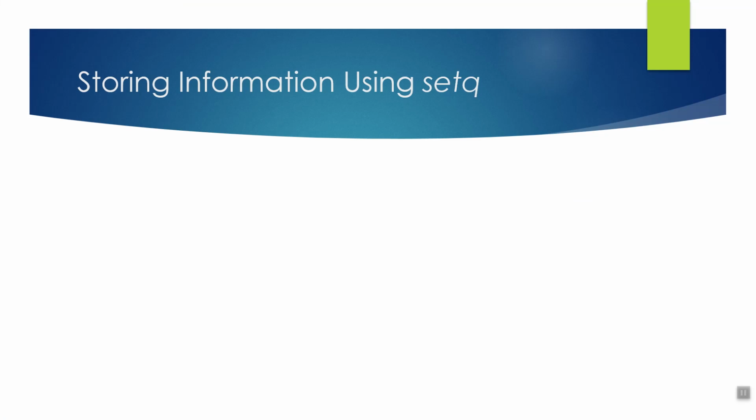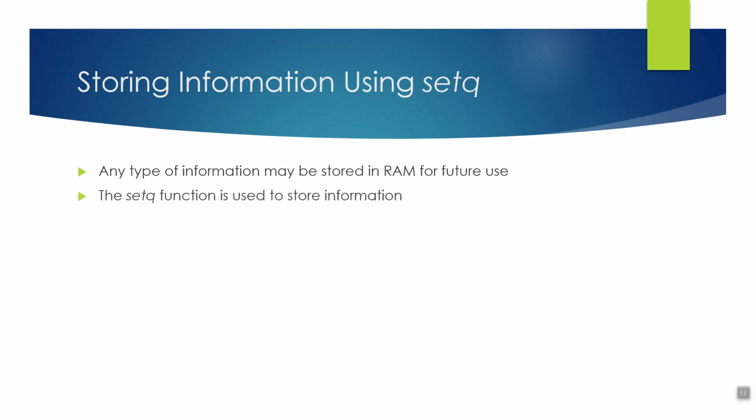Now, there will be times inside of a Lisp routine that you'll want to store information, and you can use setQ to do this. Any type of information may be stored in RAM, in random access memory, for future use. It's only going to be stored in the active drawing session. It's not going to be saved, so you can't use it that way, but anytime you're in the active drawing session, it can be used over and over again. And you're going to use the setQ function to store this information.